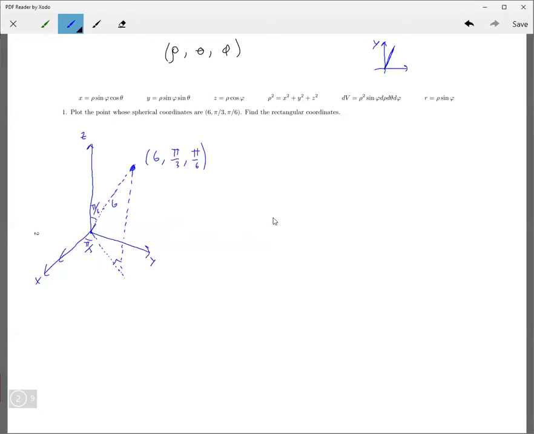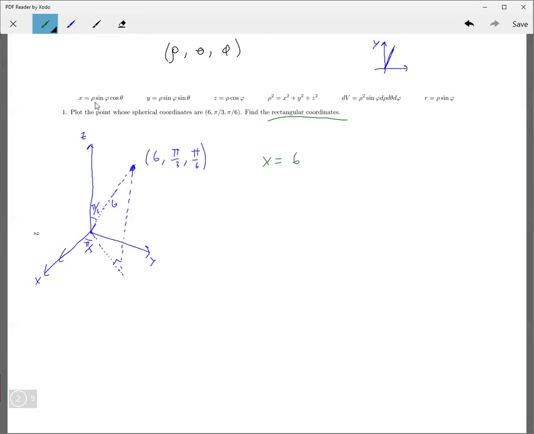Yeah, so that's going to be the top right. Okay, good. Now, we also want to find the rectangular coordinates. So you can use these formulas here at the top if you want.